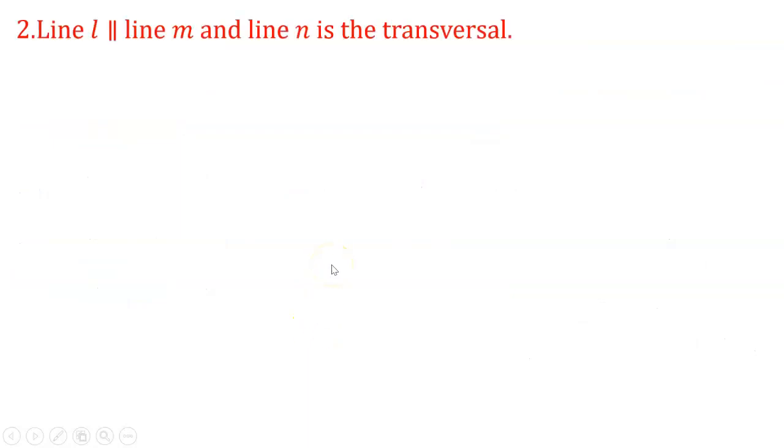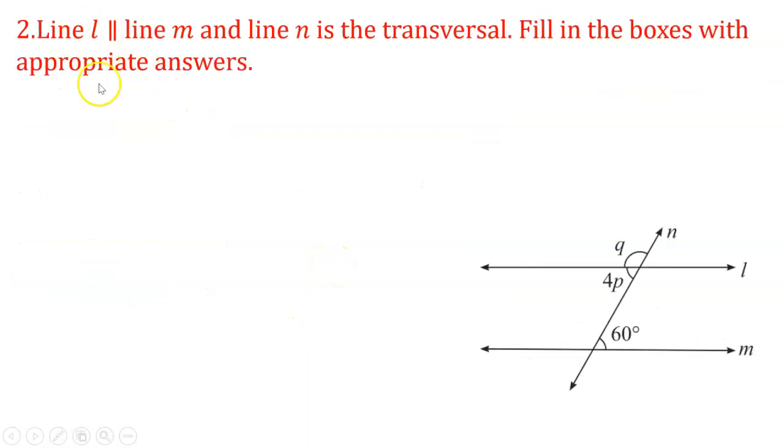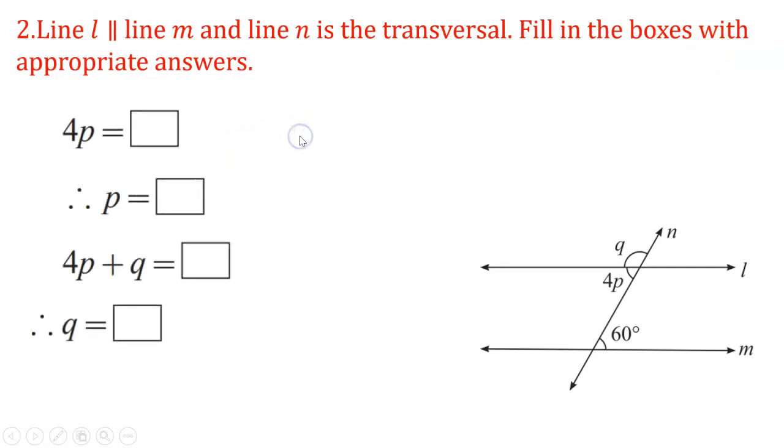Next, line L is parallel to line M and N is the transversal. Fill in the boxes with appropriate answers. Okay. First, 4p is equals to, okay, the value of the 4p. The line L ही M ला कशी आहे तर parallel आहे. N is their transversal. 4p and the 60, these are the alternate angles.